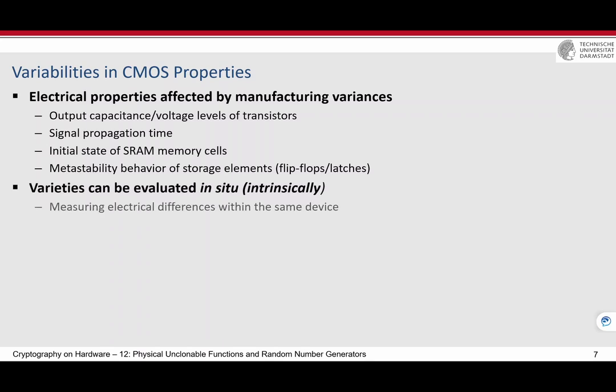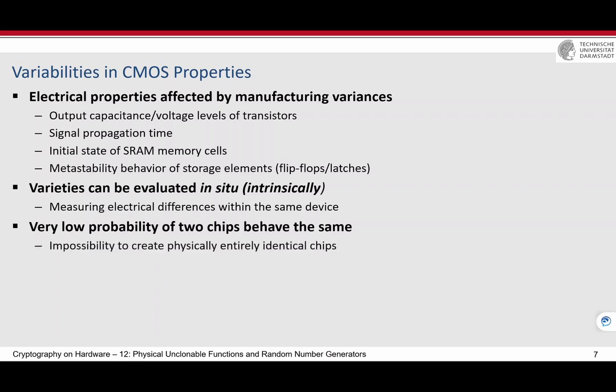And if we are able to use these varieties, we should measure the electrical differences between the devices and then identify them, whether this is that device that I worked with before or this is another device. And also, at the same time, there should be a very low probability of two chips behaving the same. Otherwise, I'm not able to distinguish whether this was the same device that I worked with before, or this is a new device, or a clone device, and so on.